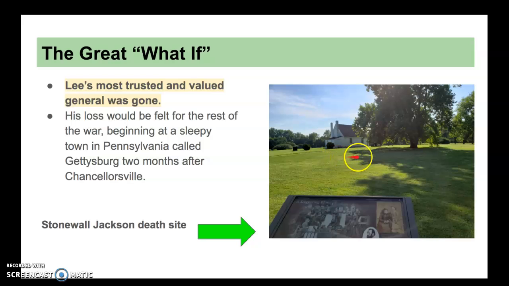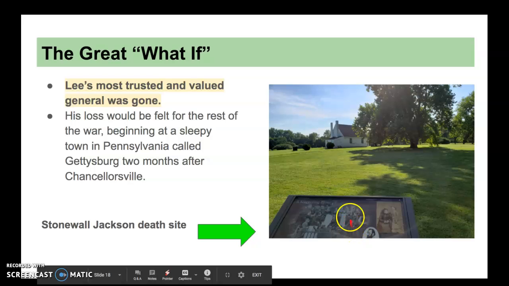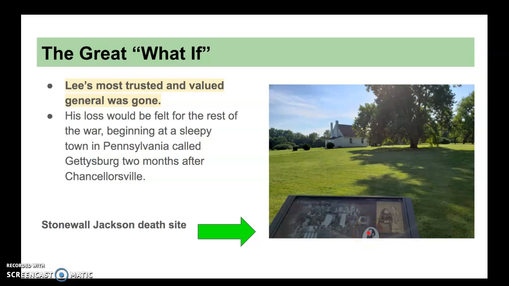This is from last summer. I took this picture when I was out in Virginia. You can see a little placard with information about this death site. There's a little tiny picture of Stonewall Jackson right there. But anyway, he dies, so he's no longer a figure in the war. That's going to be bad news for the Confederacy.